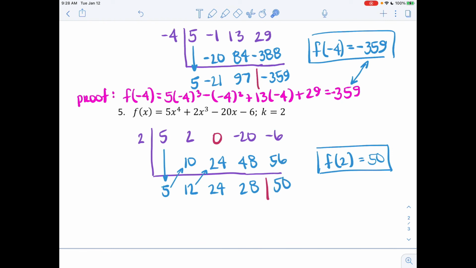Remember that when we're using this to evaluate, the thing that we are interested in is right here, our remainder. Our function evaluated at 2 is equal to 50. You can prove this to yourself by taking 2 and plugging it in everywhere that you see x in the equation, and you should come out with that same number of 50.